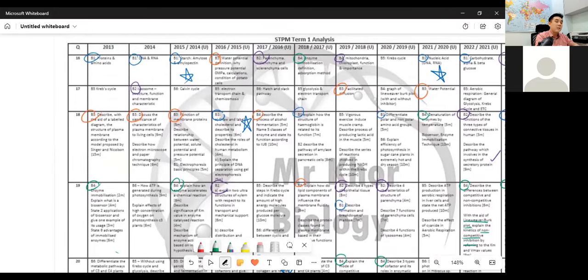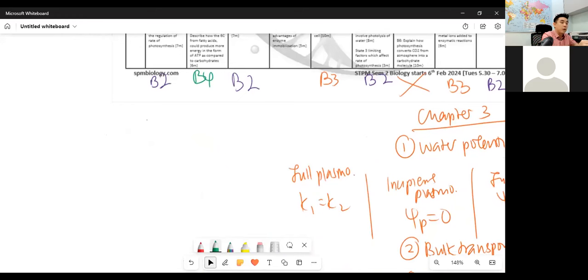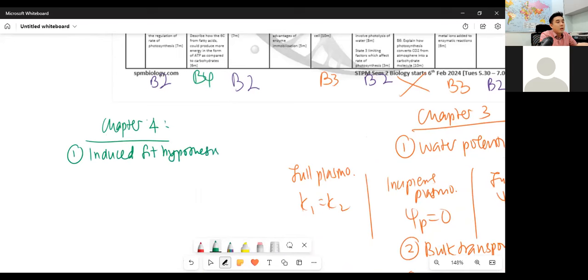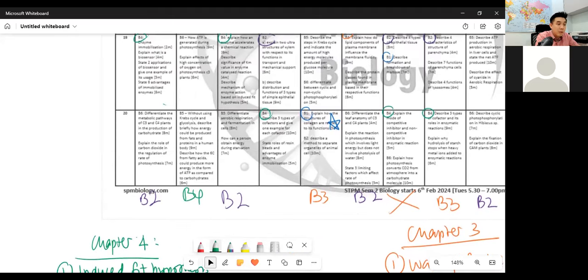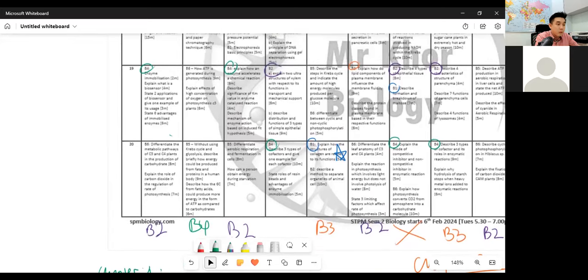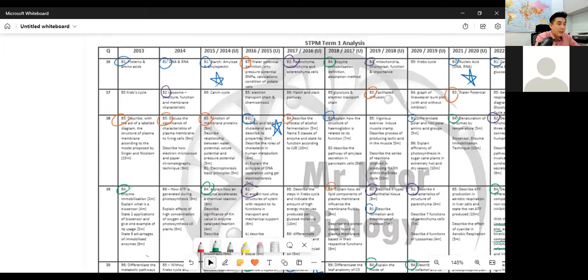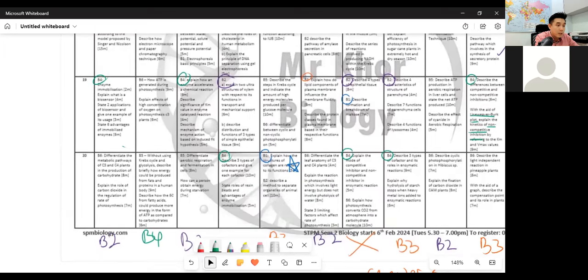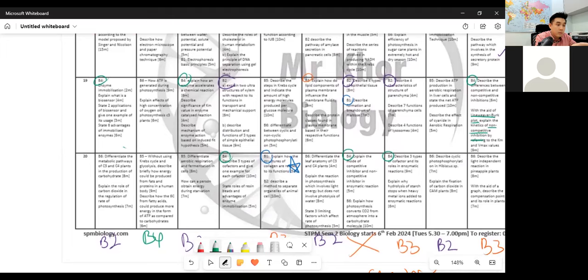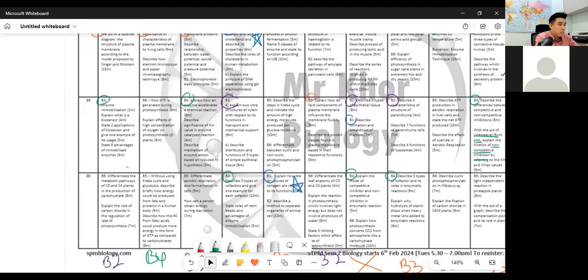All right, guys, let's discuss what is important for chapter number 4. Induced fit hypothesis. They asked once so far, and my suggestion is for induced fit hypothesis, please refer to this past year question, the answer. I think it's not bad, it's quite complete.